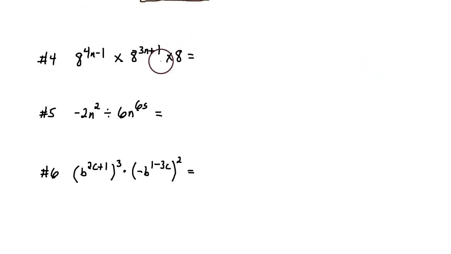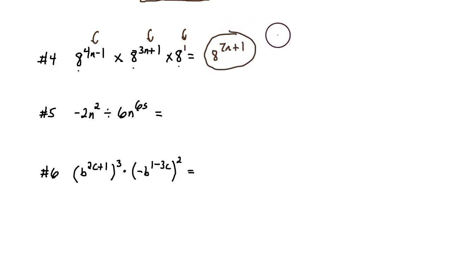Number 4, we have a product, and every time, the base is an 8. So here's the first exponent, here's the next exponent, and this last exponent is a 1. The rule about multiplying things with the same base is to write the base, add the exponents. 4n add 3n is 7n. Negative 1 plus 1 cancels, and then plus 1 again makes a positive 1. So here is the answer in simple form.